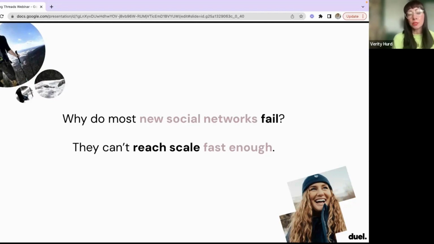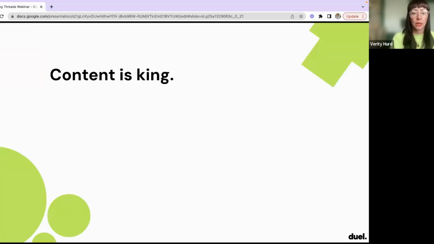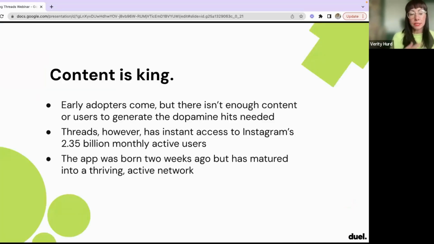And I think one of the biggest reasons why most new social networks fail is that they can't reach scale fast enough. One of these reasons, personally, I think, is that engagement and retention rate is always going to drop off anyway. There's going to be a load of people wanting to see what the fuss is about, wanting to see what's going on, and then probably never open the app again.